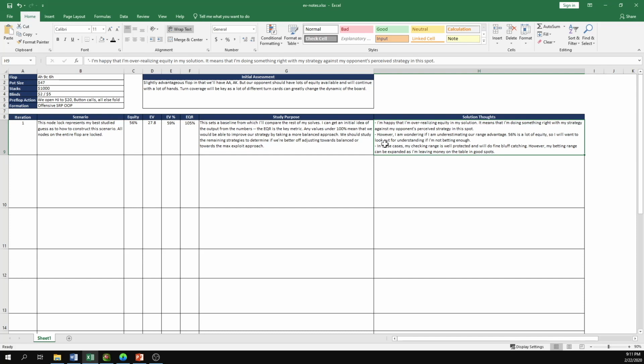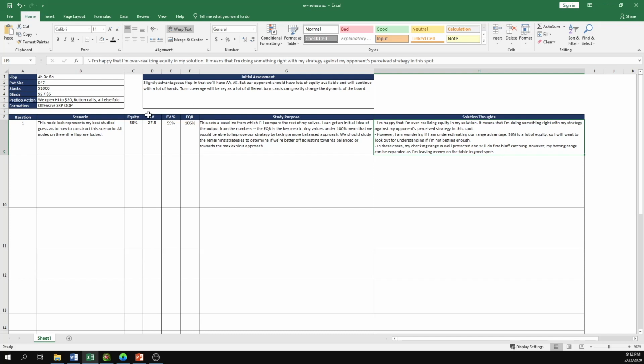But I'm wondering, when I first look at this, am I underestimating our range advantage? So 56% is a lot of equity, and I'm going to want to understand if I'm not betting enough here. In these cases, my checking range is probably well protected and is going to do fine bluff catching, but my betting range can probably be expanded or shifted a little bit into the larger bet size, because I'm probably leaving money on the table in some good spots here.